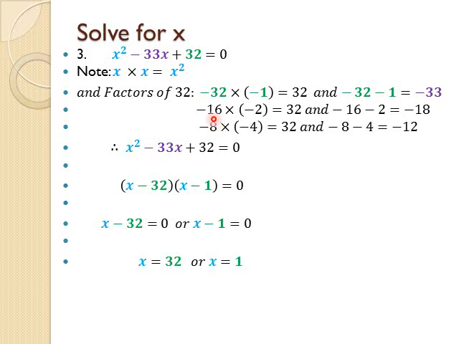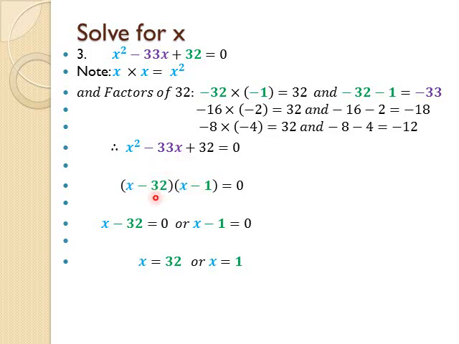You can also say negative 16 times negative 2 gives me positive 32, but you see negative 16 minus 2 equals negative 18, which is not in the middle. Negative 8 times negative 4 gives me positive 32, but negative 8 minus 4 gives me negative 12, which is not given in the middle. So I have x squared minus 33x plus 32 equals 0. x squared is simply x times x. Positive 32 is negative 32 times negative 1, which gives positive 32, but negative 32x and negative 1x gives me negative 33x.